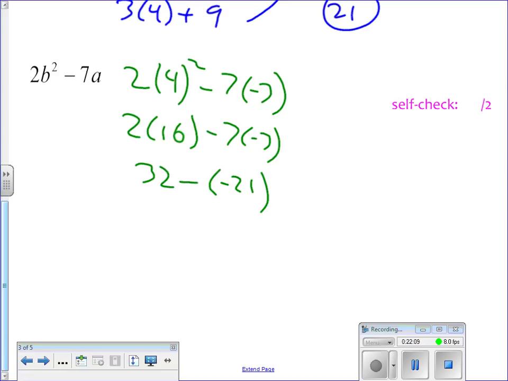Because I have subtracting a negative, what do I do? I change that to adding a positive, add them together. The answer is 53. Watch your negatives and positives. That's going to be the biggest issue on these. Pay attention to your positives and negatives. Easy to screw them up.